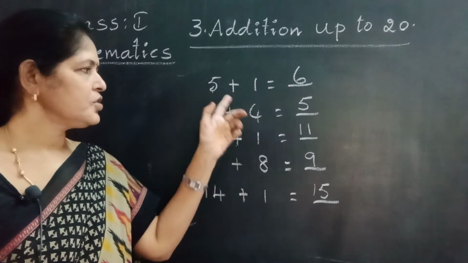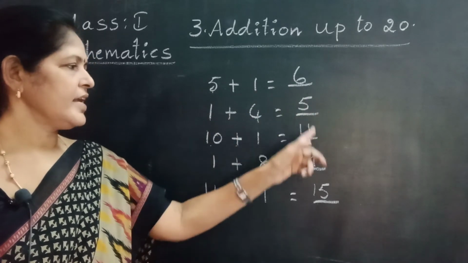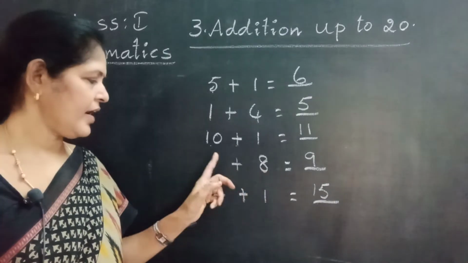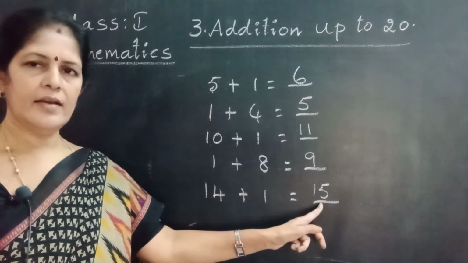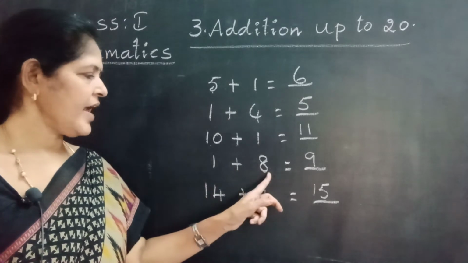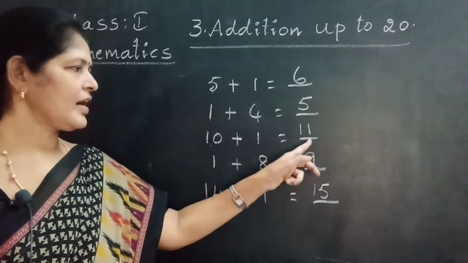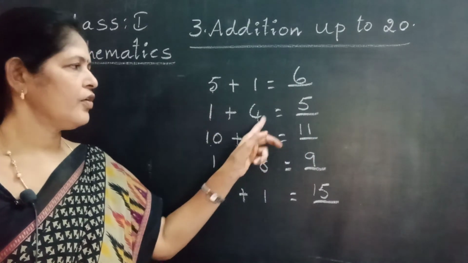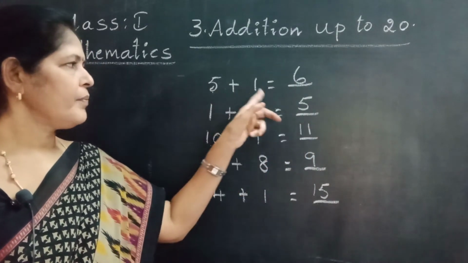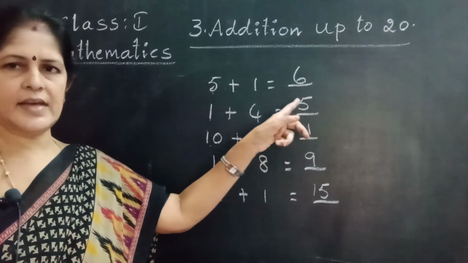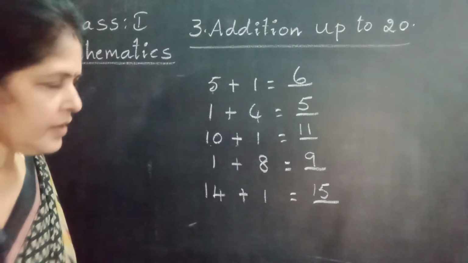We add 1 to a number. The answer is the next number of the given number. After 14 is 15. 1 plus 8, after 8 is 9. 10 plus 1, after 10 is 11. 1 plus 4, after 4 is 5. 5 plus 1, after 5 is 6. Okay? Next.